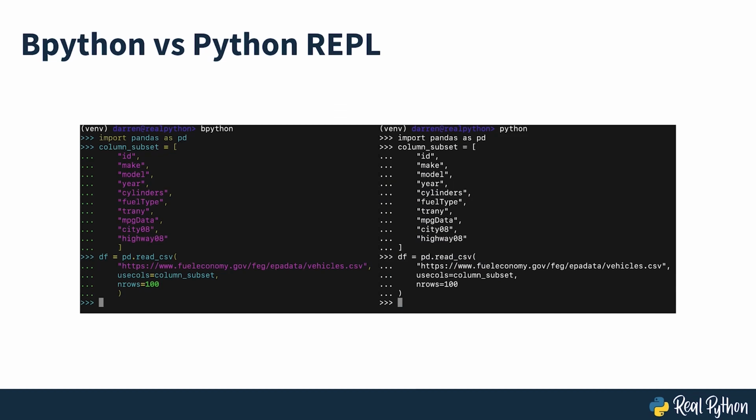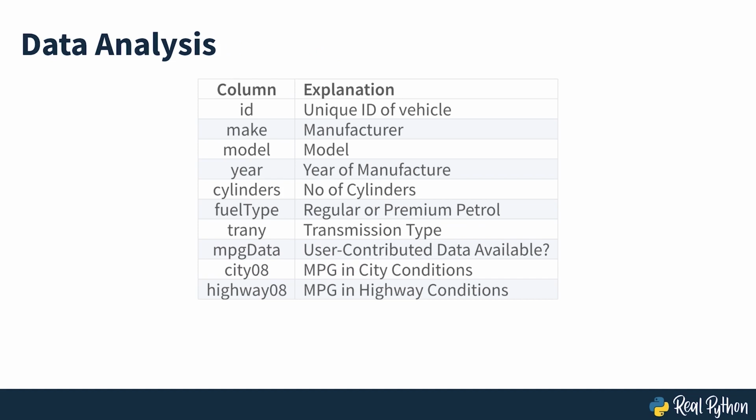However, every command you see will run exactly the same in the standard Python REPL, which typically you'll access via typing python or python3. For analysis purposes, you'll be looking at miles per gallon data on vehicles by make, model, year, and other vehicle attributes. You can specify which columns to read into a data frame, and in this course you'll only need a subset of the available columns.